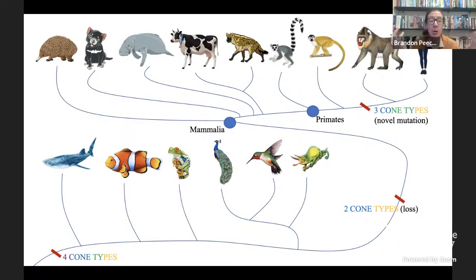You are a human. I know we've talked about this. And humans, and not all monkeys, but some monkeys, the old world monkeys, so African and Eurasian monkeys, that includes us, a novel mutation gave us 1 cone type back. So like a squirrel monkey or a lemur only has 2, just like a deer, just like a fox. But you and I have 3.